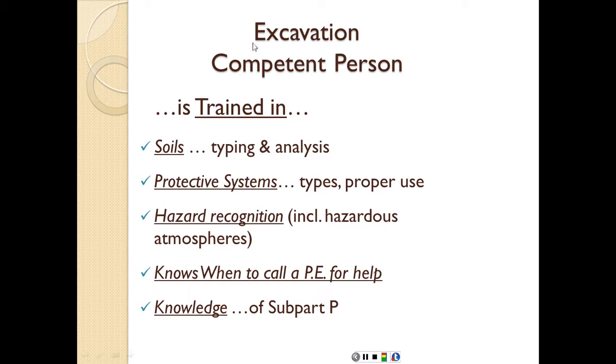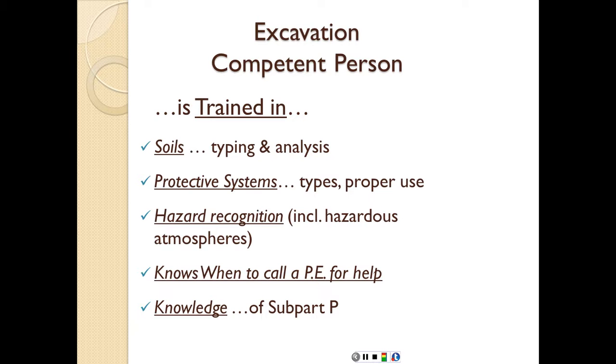When it comes to an excavation competent person, and later on, by the way, we're going to see in other different trades when it comes to safety, a competent person in excavation might not be a competent person in electrical, for example. So each trade, each discipline has its own competency level and its own competency training. So a competent person in excavation is trained in soils, recognizing the different types of soil and being able to analyze that soil. In protective systems, what kind of protective systems are we going to use?